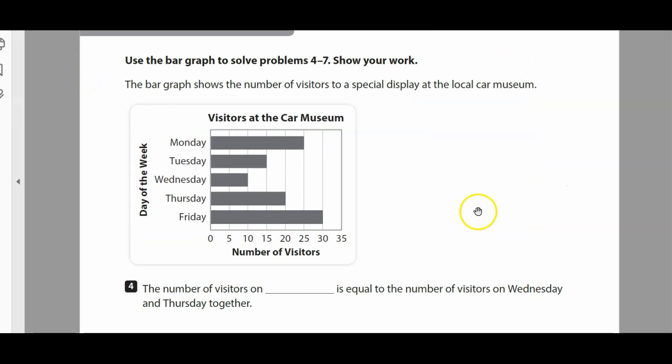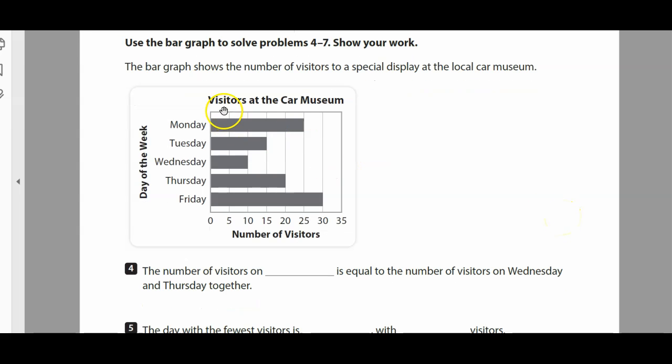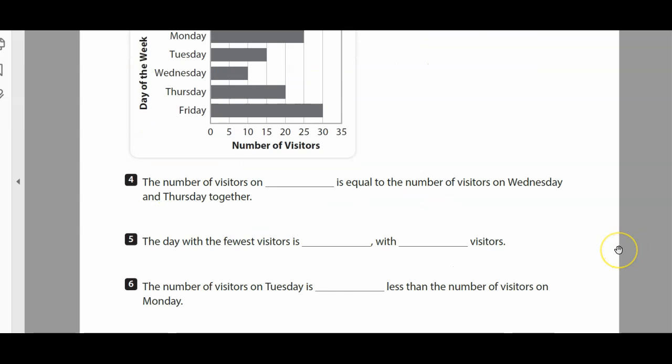All right, so look at this on page 10. What kind of graph is this? Bar graph. It says visitors at the car museum. The numbers at the bottom represent the numbers of visitors, but the information on the left represents what? Days of the week.